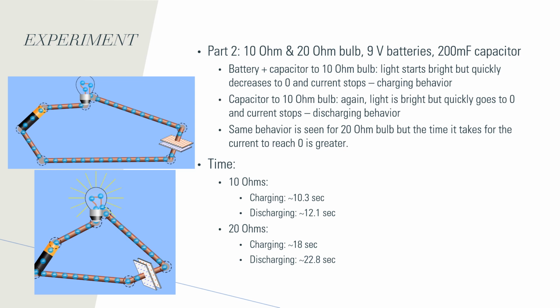The purpose of part 2 was to analyze how the capacitor charges change over time. When the light bulb was at 10 ohms, the charging time was about 10.3 seconds and the discharging time was about 12.1 seconds. When it was 20 ohms, the charging time for the capacitor was 18 seconds and the discharging time was about 22.8 seconds.